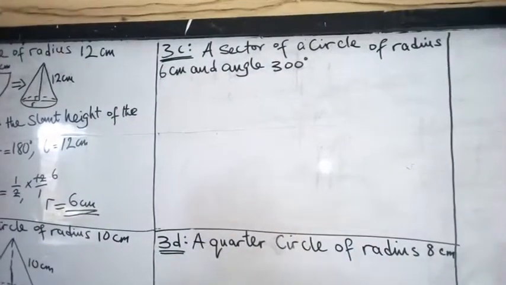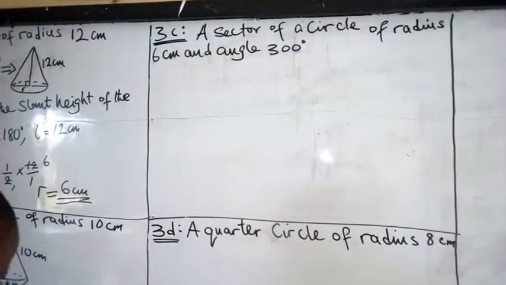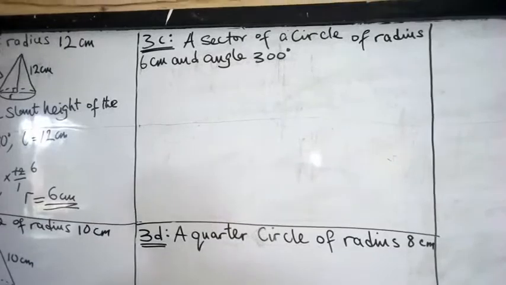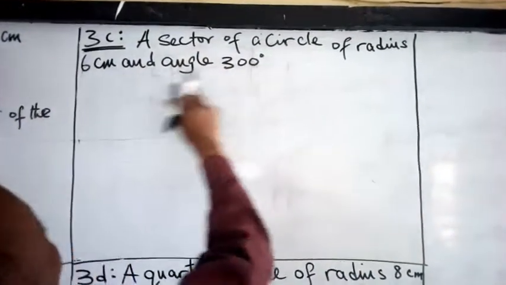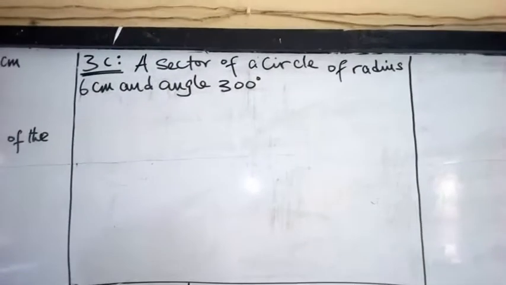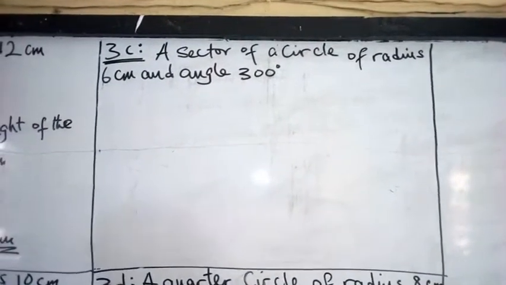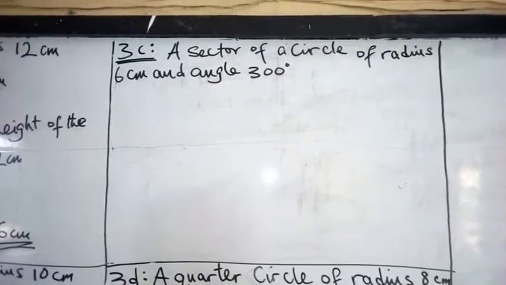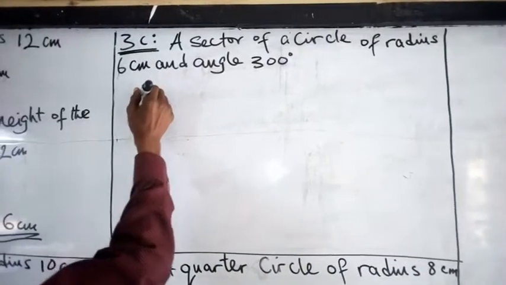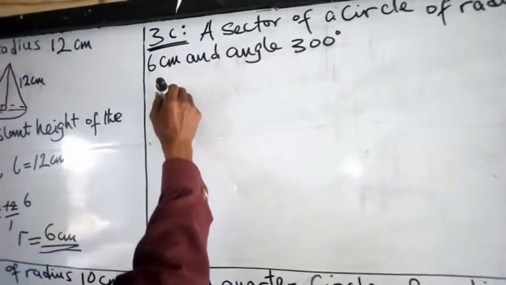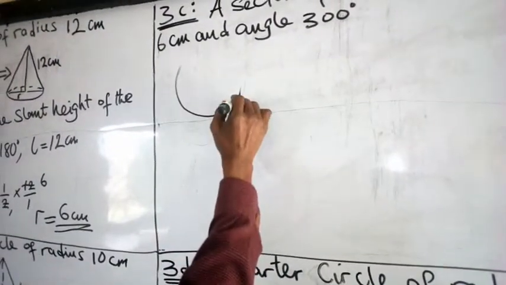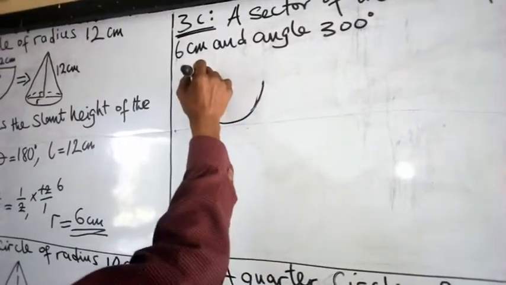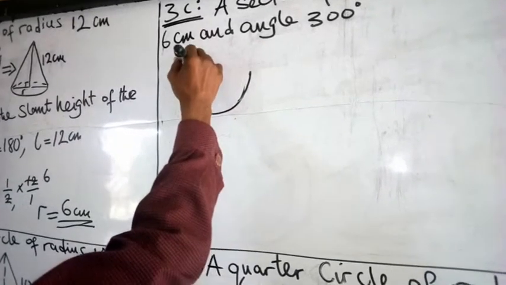This other one says that we are to find that the sector of the circle is given, the radius is 6. The same thing. In fact, without wasting time, just sketch it. I always want us to sketch so that you have a mental picture of what you are talking about. The sketch here.